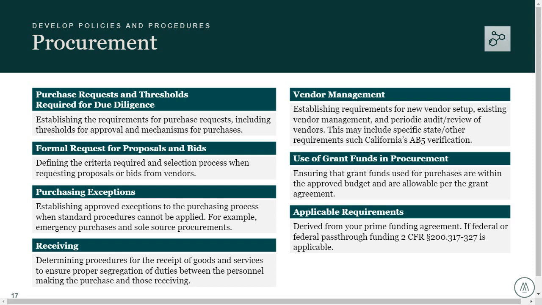Then the receiving process. So who's responsible for receiving goods and services? And ensuring proper segregation of duties between the person making the purchase and the person receiving those goods or services. You want to make sure that I can't go out and buy something personally and then also receive it personally and bypass my accounts payable or my disbursements process.